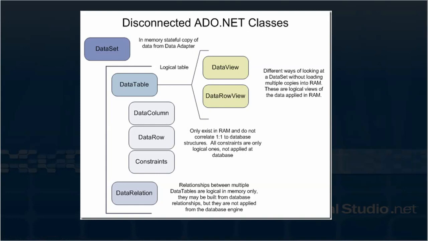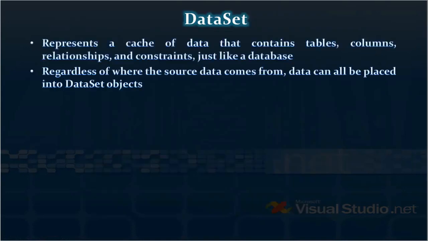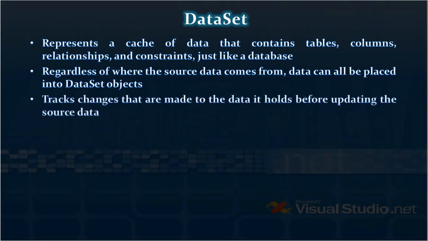Okay, remember this part. I am going to skip this part because I've already told you much about data set. Okay, it's a cache of data that contains tables, columns, relationships, constraints, just like a database. Regardless of where the data comes from, it can all be placed into a data set. That's very important. Okay, it tracks the changes that are made and holds them before it updates the source data. Remember, I told you two things can be done with the data set. When you fill the data set, number one, it fills the data with whatever is currently available from the database.